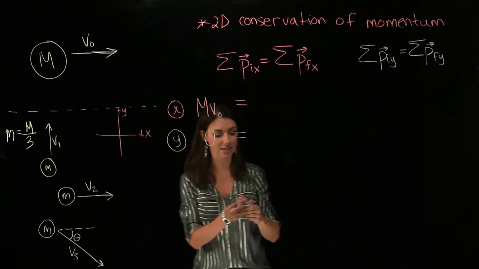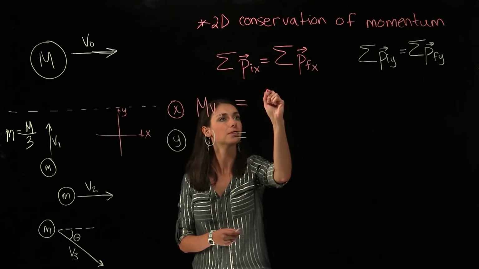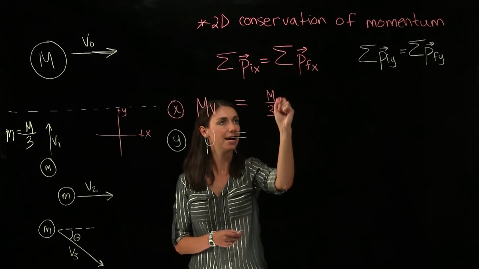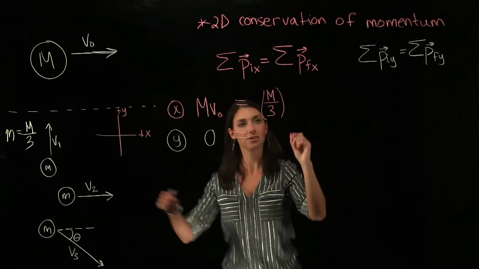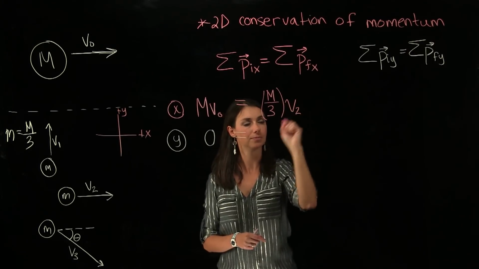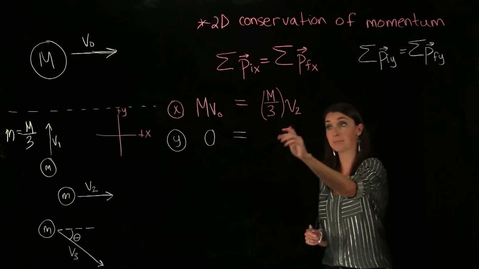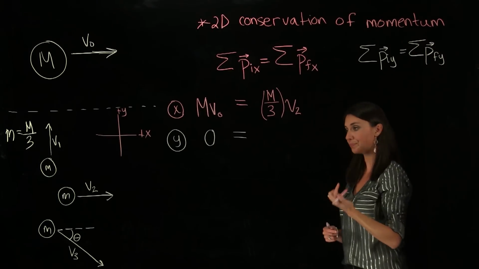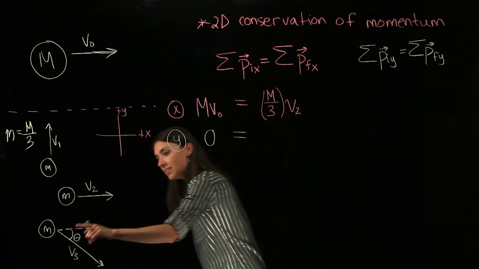So I'm going to have that m/3 for our mass times v2. Okay, I'm leaving it as a positive thing because we've defined to the right as positive. Then I look at the third mass here.